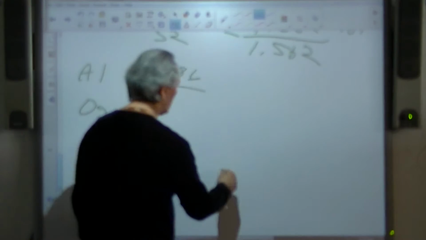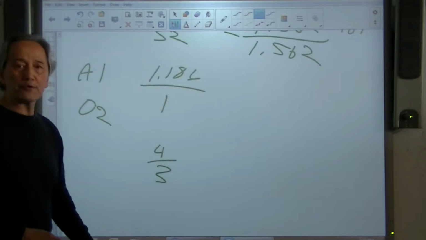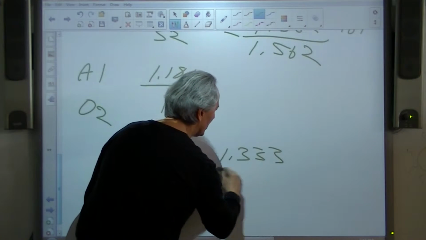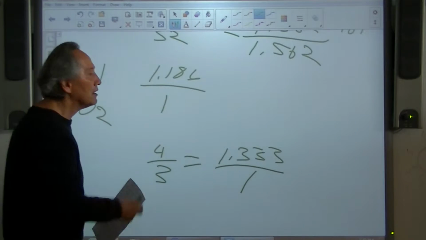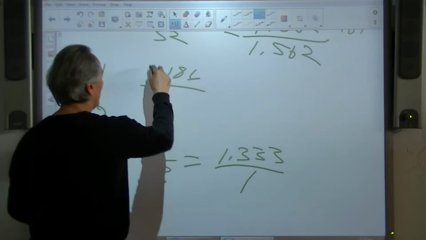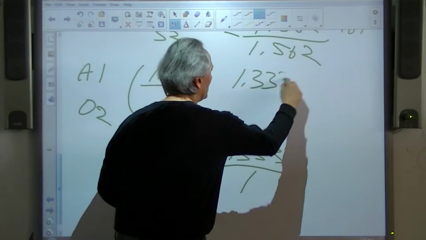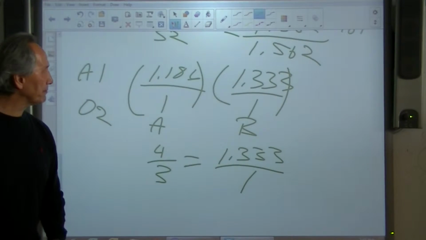With the mole ratio of, let me write it down here, the mole ratio of 4 to 3, in essence, is the same as 1.333 to 1. And now let me move this up here so we can compare these two different ratios. So I am comparing A to 1.333 to 1, B. That's what I'm comparing.